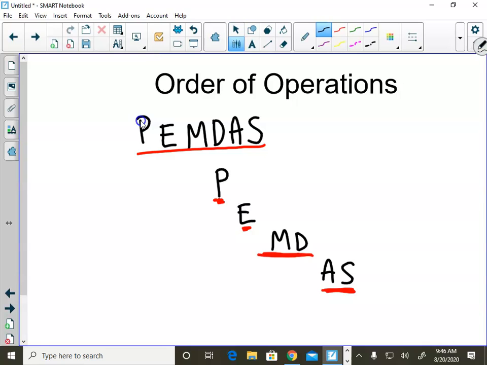So everything goes from left to right when you're on the same level, and everything goes from the top to the bottom when you're looking at our table.